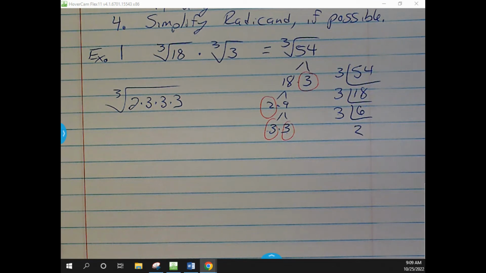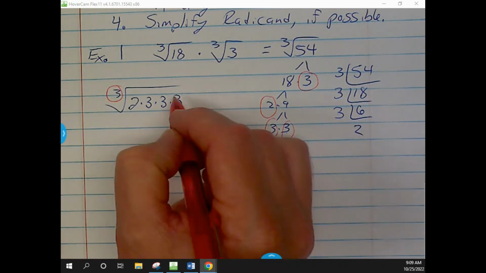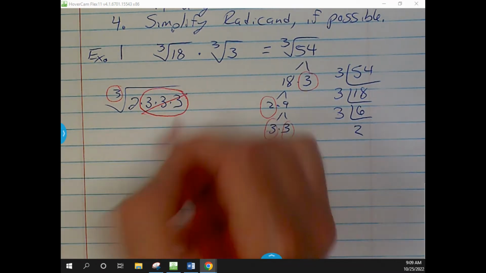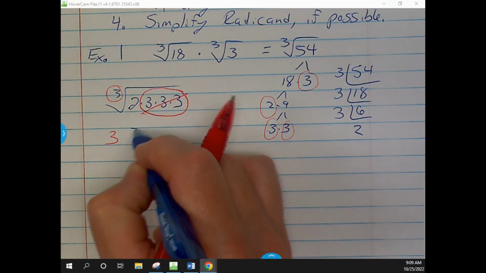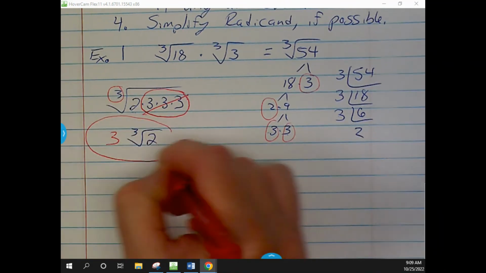All right, and then this is where you get to use your exit buddies. It's to the third power, so you're looking for 3 of a kind. 3 of a kind right there, right? So that 3 gets out. That one doesn't have 3 of a kind, so it stays on the inside. And that's going to be your final answer.